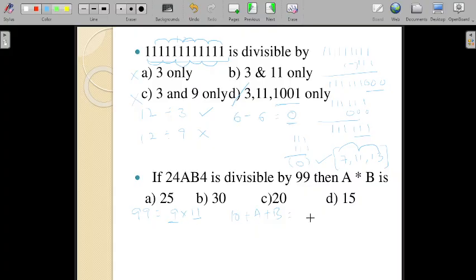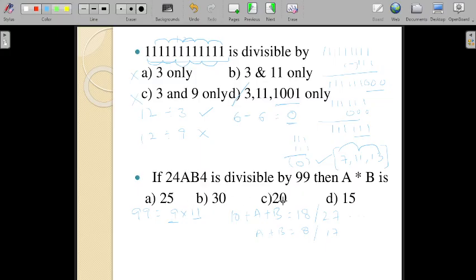So what is the value greater than 10 and also a multiple of 9? It should be 18, or 27, etc. Of course, the maximum value is 9 plus 9, which means 18. 18 plus 10 equals 28. So here A plus B equals 8 or 17.